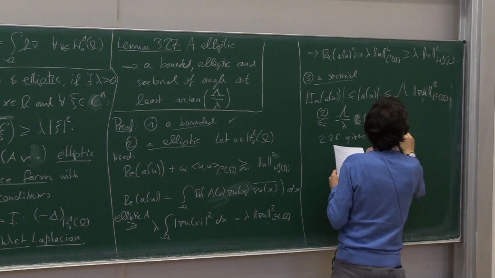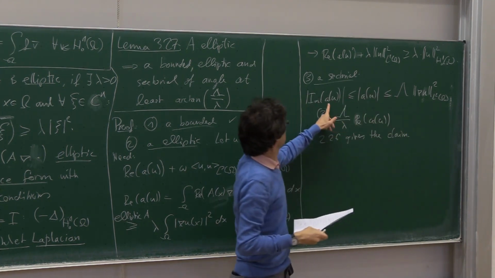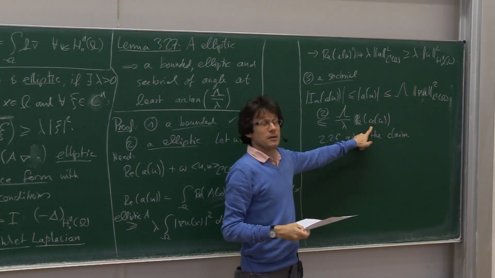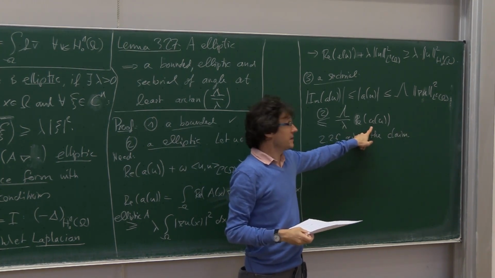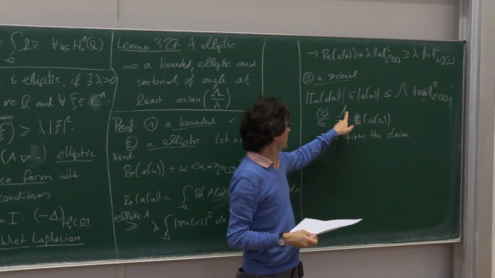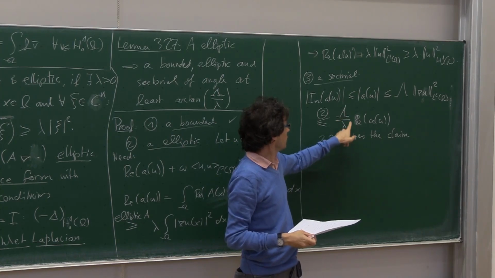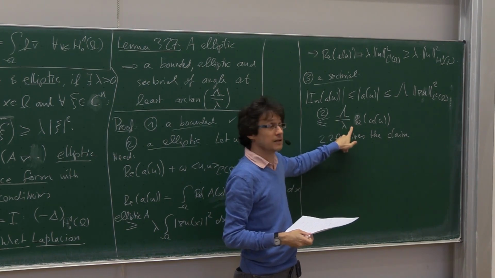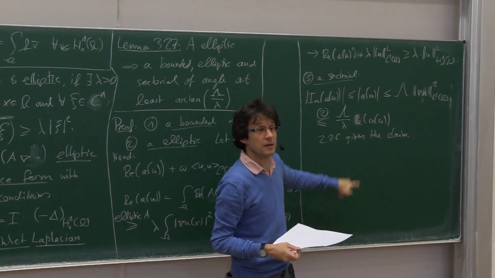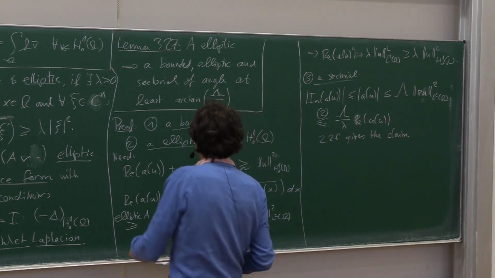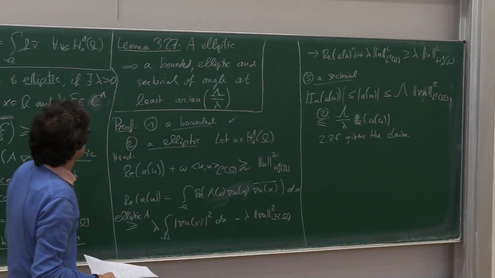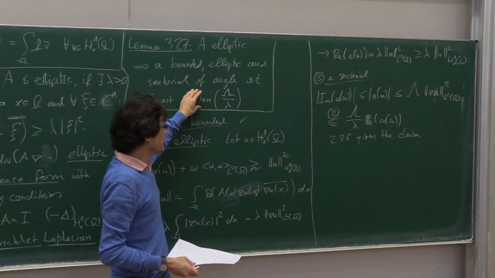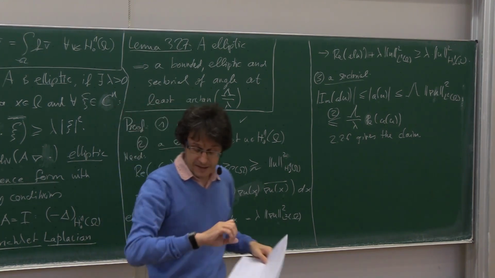226 told you that whenever you have a form where the imaginary part of the quadratic form can be estimated by some constant times the real part, then this is a sectorial form, and the angle is at least the arc tangent of this constant. This was 226. In fact, as I already told you, this angle can be made better. For more details, see exercise 3.6.